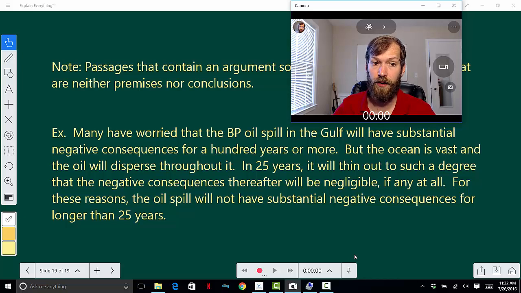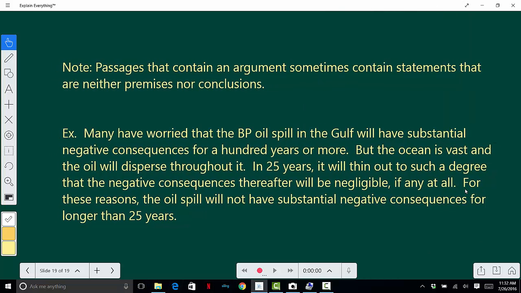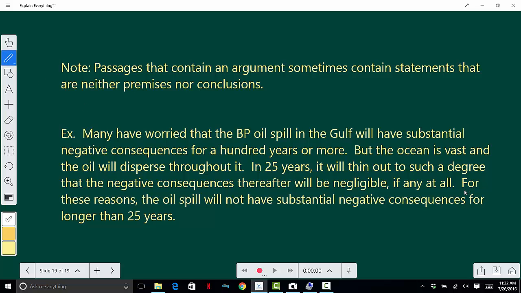But the ocean is vast and the oil will disperse throughout it. In 25 years, it will thin out to such a degree that the negative consequences thereafter will be negligible, if any at all. For these reasons, the oil spill will not have substantial negative consequences for longer than 25 years. Well, first we have a conclusion indicator, for these reasons, we're supposed to believe this is true. The oil spill will not have substantial negative consequences for longer than 25 years.